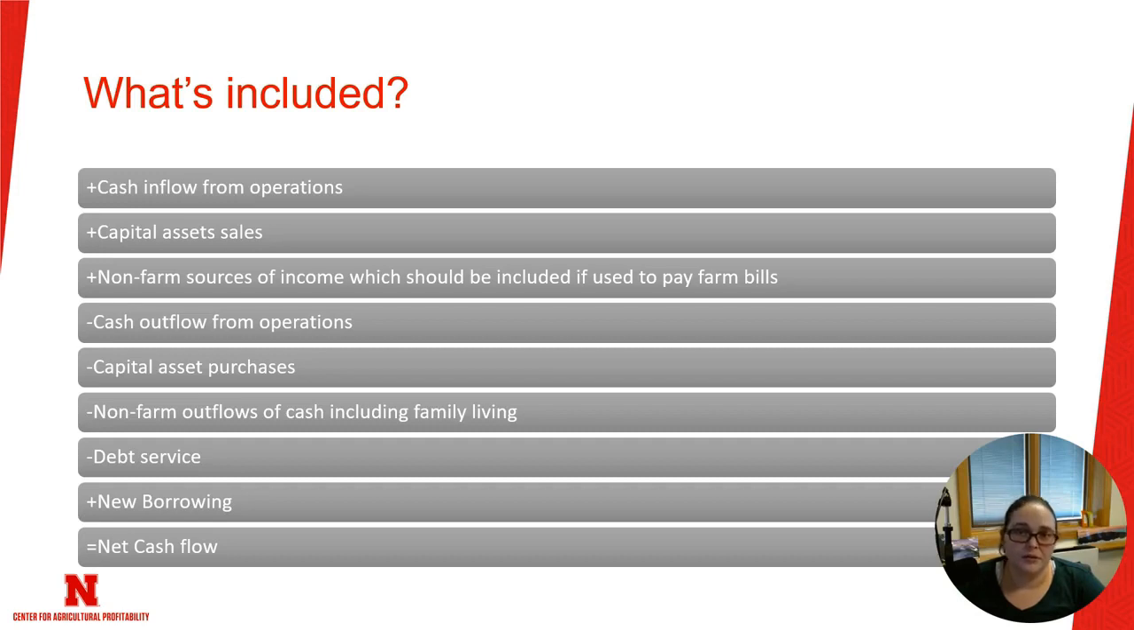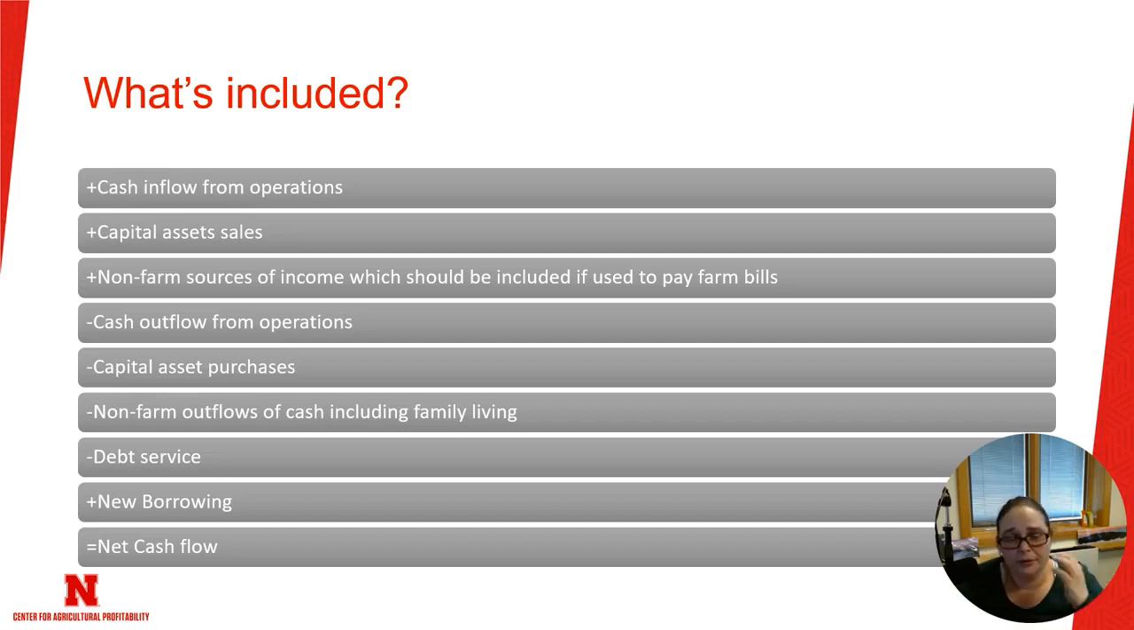Also things to consider are non-farm sources of income, which should be included if they're used to help pay your farm bills. A lot of us will have off-farm jobs to help pay for our insurance or our family's health insurance, but sometimes that off-farm job can also be used to help supplement and pay some of those farm bills, especially in lean years. So if that's the case, you do want to include some of that non-farm income that's been used to help pay those bills. So, remember, think about that if you have an off-farm job.